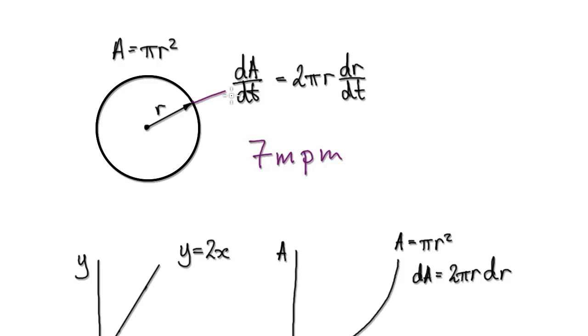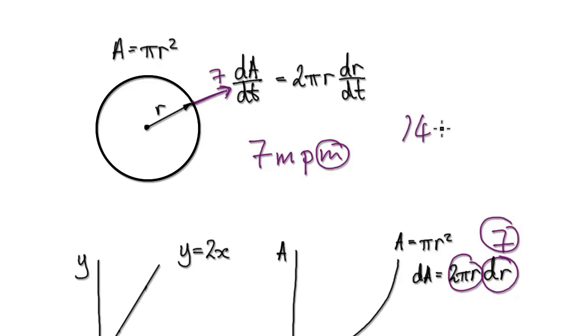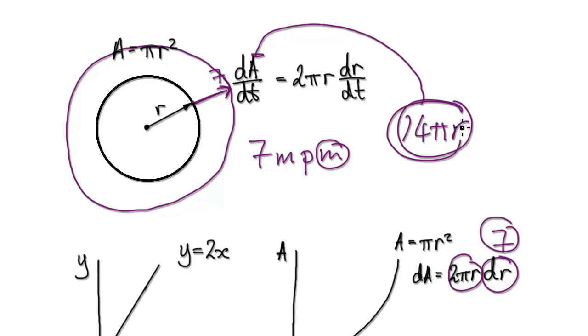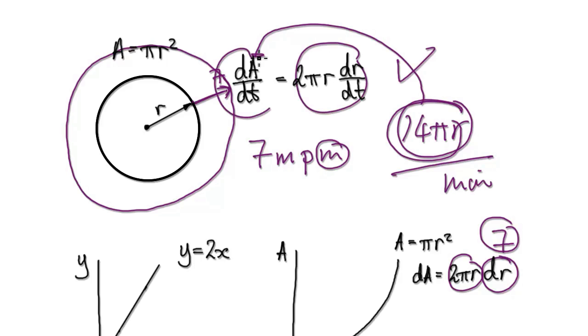So after 1 minute, it has grown by 7. So now we are considering minutes. For every minute, the change in the radius will be 7. Combine it with this, that will then give you 14 pi r. So that's your change in the area, but that's for every minute. So this side makes sense, and this side makes sense.